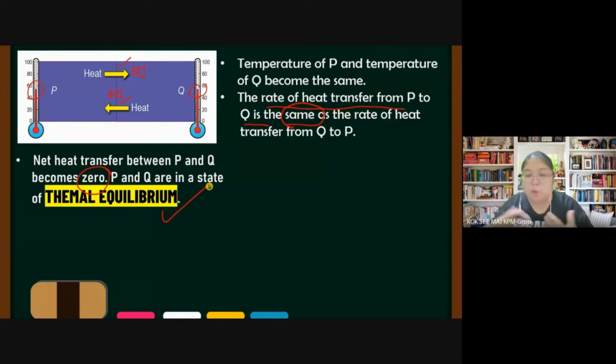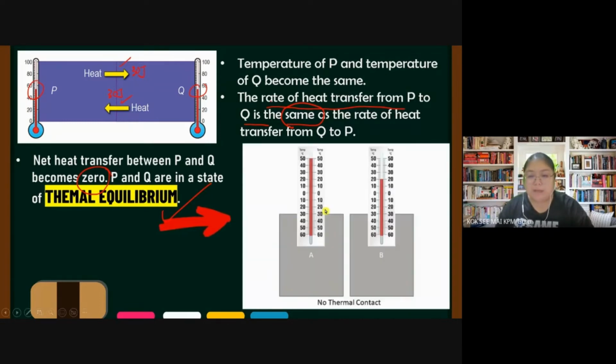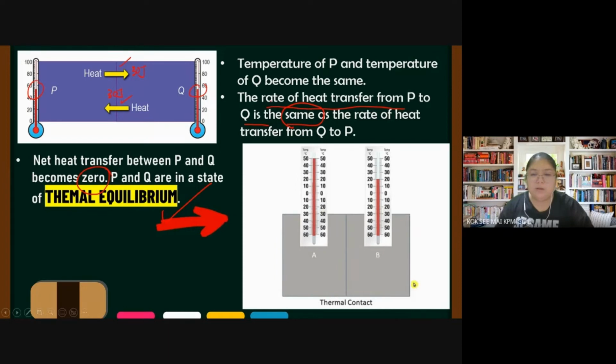I mentioned so many times, only these points: the temperature is the same, the rate of heat transfer is the same, and the net heat flow equals 0, then thermal equilibrium. So only 3 points together. This is a diagram of how thermal equilibrium is achieved. Contact first, then the temperatures go up and drop, finally becoming the same.